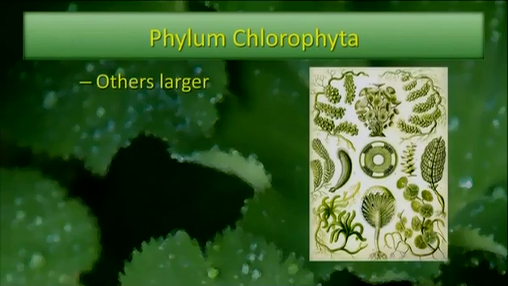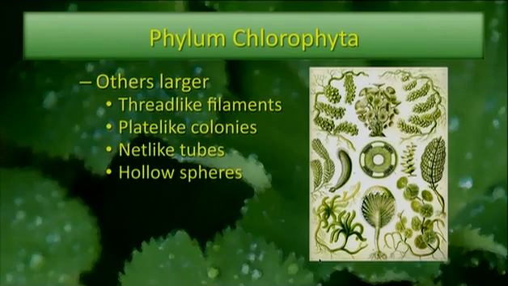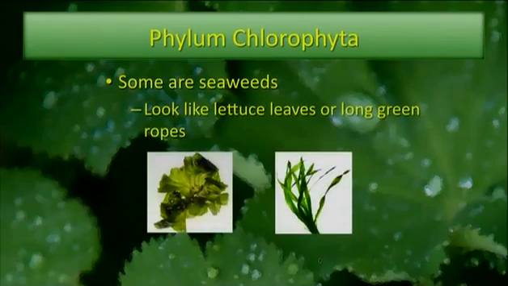Now, other unicellular algae are larger. We also have some that are thread-like filaments. We have some that are plate-like colonies, some that are net-like tubes, and those that are like hollow spheres. There's an incredible amount of variety in the green algae. Some are seaweeds, and some look like lettuce leaves or long green ropes.